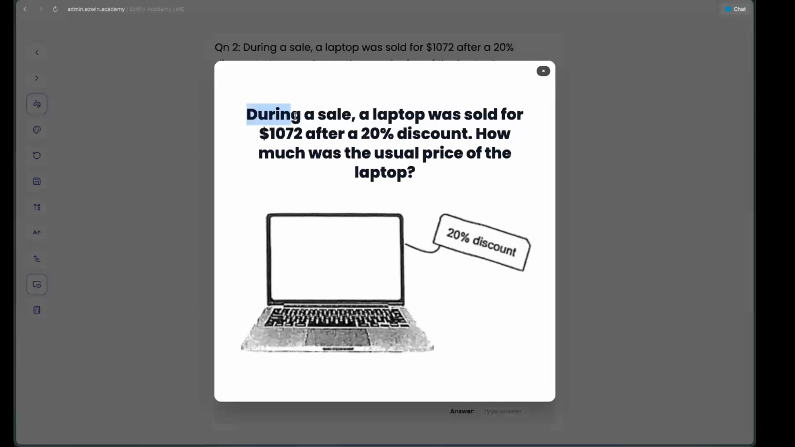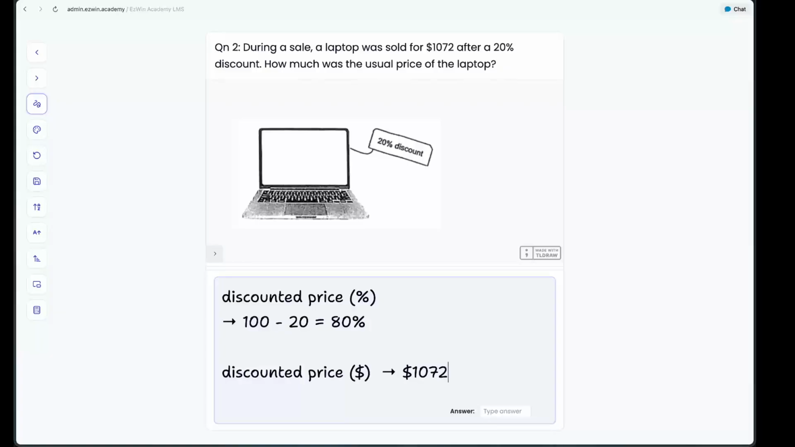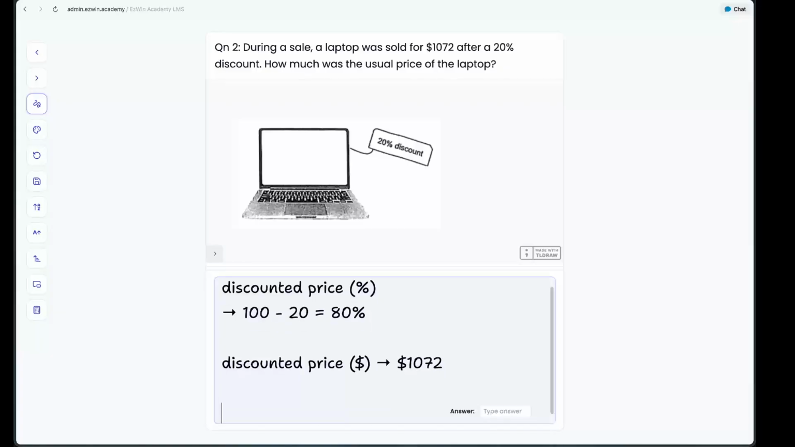Question 2. During a sale, a laptop was sold for $1,072 after a 20% discount. How much was the usual price of the laptop? So that means the discounted price in percentage is basically equal to 100 minus 20, which is 80%. And the discounted price in dollars is equal to 1,072. So with that said, that means 80% is equal to $1,072.